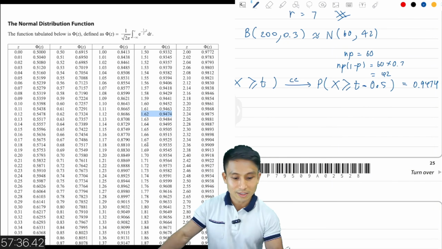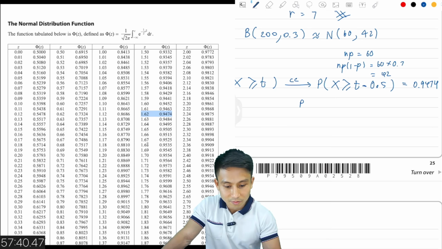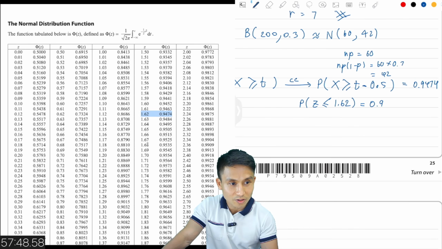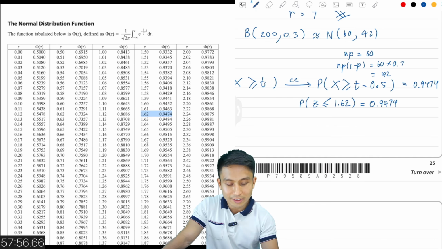So this is on the right tail. This will give you a z value. Or I can write P of z less than or equal to 1.62 equals exactly 0.9474 from the table. Okay, that means we can equate the z value to this z value.